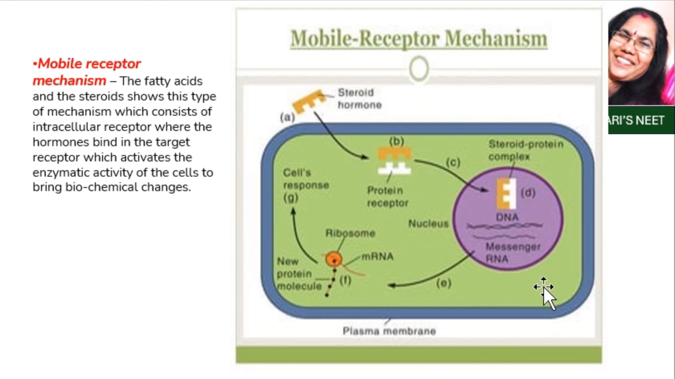What is the mobile receptor mechanism? The steroid hormones, the fatty acids of the steroid hormone, show this type of mechanism, with receptors present in the intercellular space. The hormone binds with the receptor, activating the target receptor, and the enzymatic activity of the cell brings biochemical changes inside the cell. So this is called the mobile receptor mechanism.